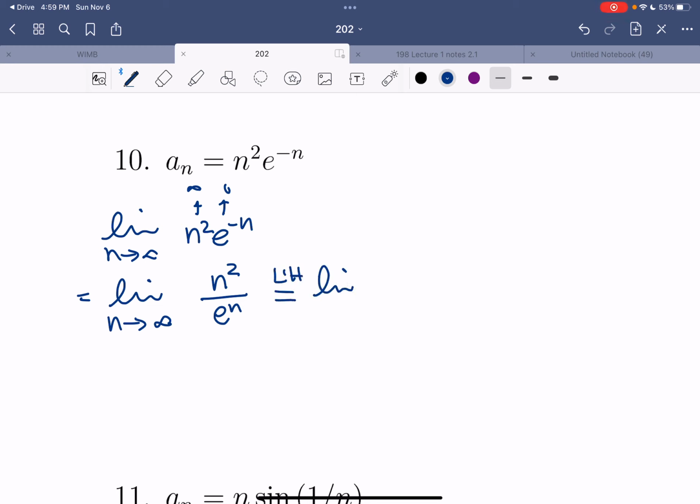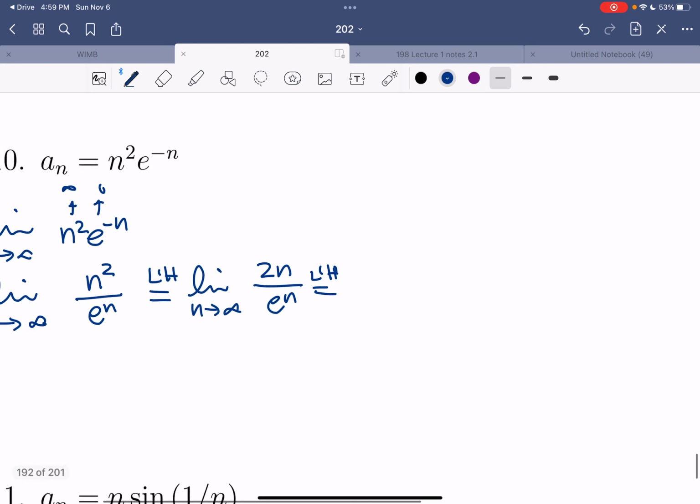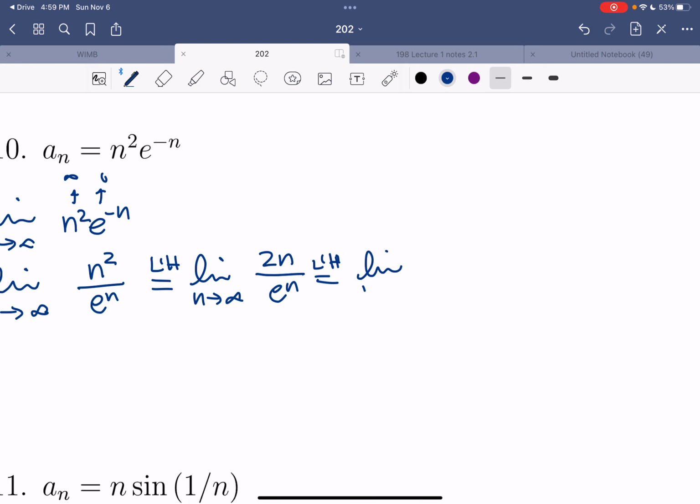Because of the square on top, you're going to need to use it twice. So this is 2n over e to the n. Still infinity over infinity, so I use L'Hopital's rule again. So this is the limit as n goes to infinity of 2 over e to the n. This will give you the 2 over infinity. That gives you 0. So this does converge as well.